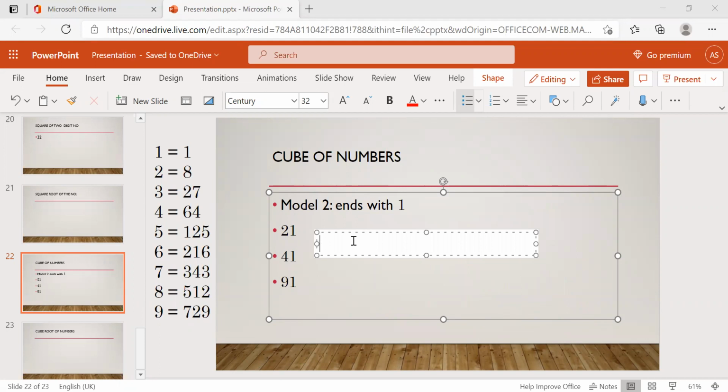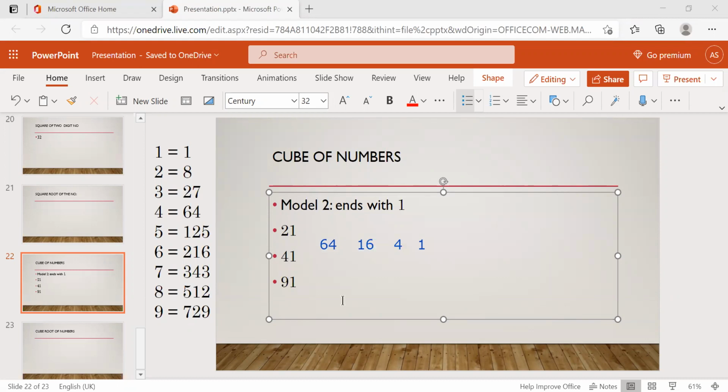41. Okay, I'll write this from starting. So 4 square, 4 cube. 4 cube is nothing but 64. 4 square is nothing but 16. And it's 4. This one.